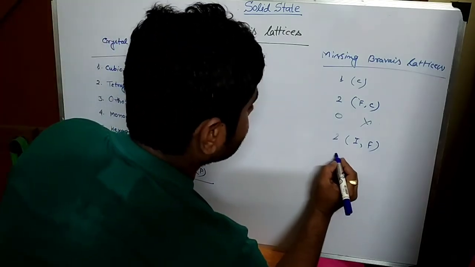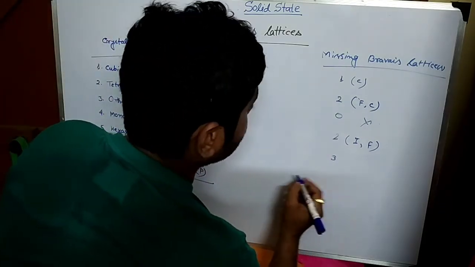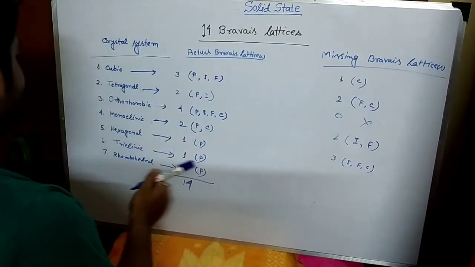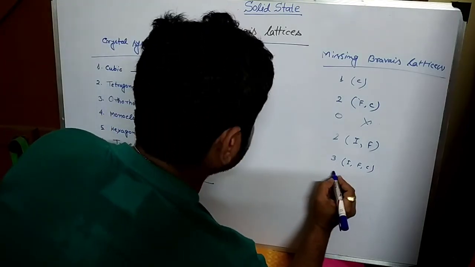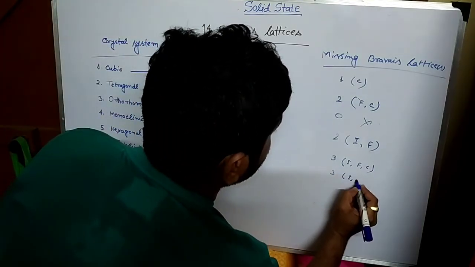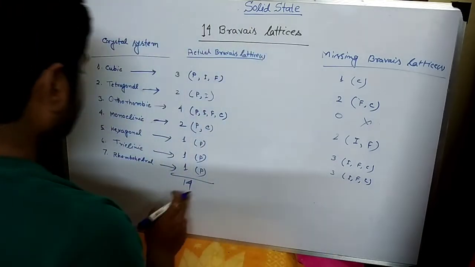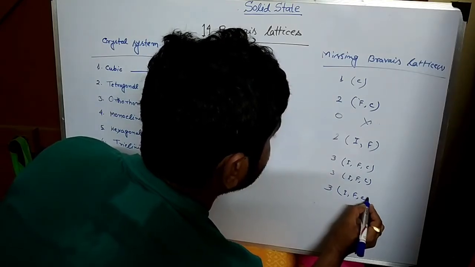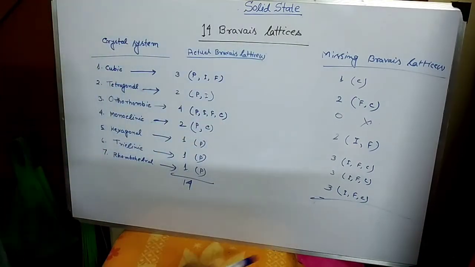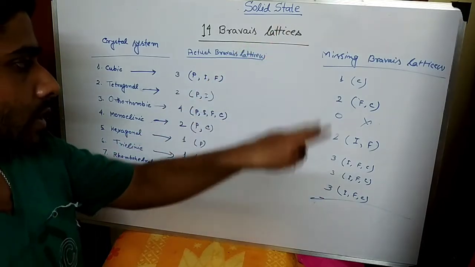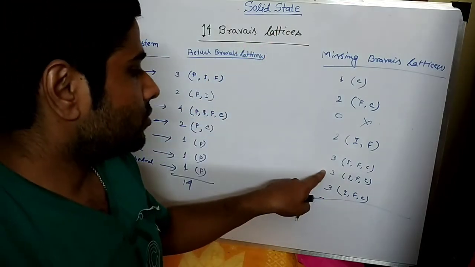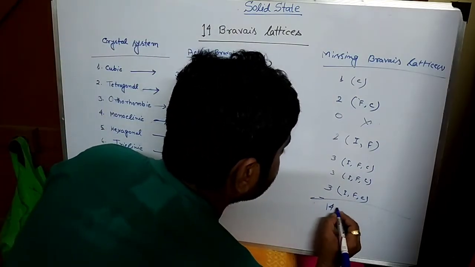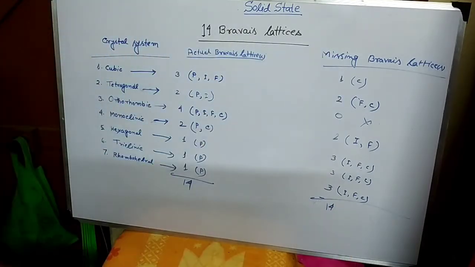For hexagonal, how many? That is 3. What are those? Body centered, face centered and end centered. Similarly for triclinic, also three: body centered, face centered and end centered. For rhombohedral, also three: face centered, body centered and end centered. So how many are remaining here? If I total, how many are missing? 3, 6, 9, 10, 12, 14. It is also 14. The missing Bravais lattice systems are 14.